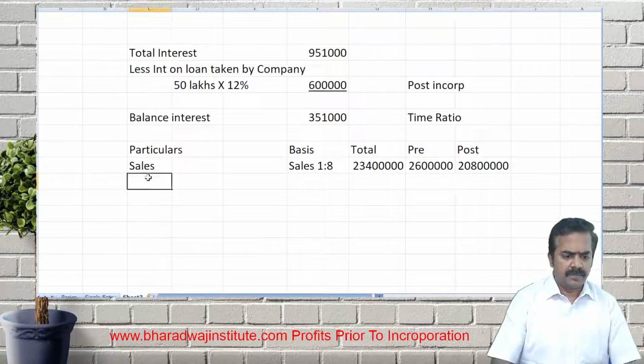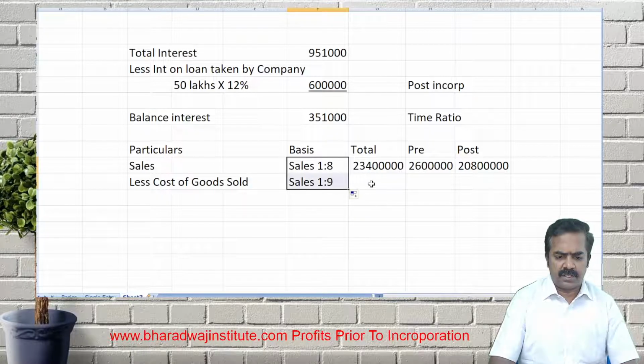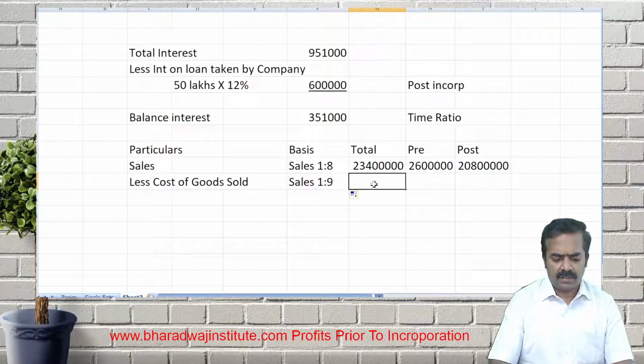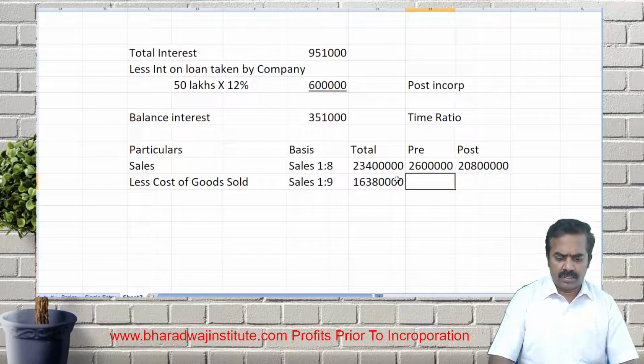Less cost of goods sold. If no information is given, it will also be apportioned in which ratio? Sales ratio. What is the cost of goods sold? 1,63,80,000. 1 crore 63 lakh 80,000, apportioned in the same ratio.